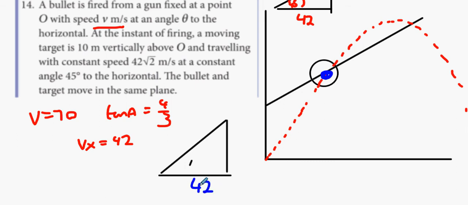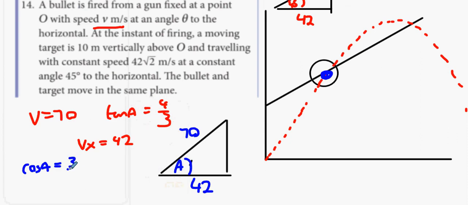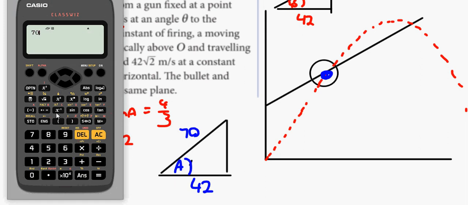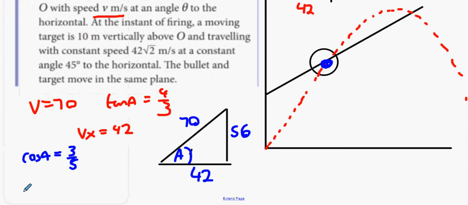We know the bullet is fired at 70, don't we? So what value do I have there? I have cos A equals 42 over 70, which is exactly 3 over 5. Okay? Now, using Pythagoras' theorem, you can find out what the other side is. So you can do 70 squared minus 42 squared. Square root the answer, 56.